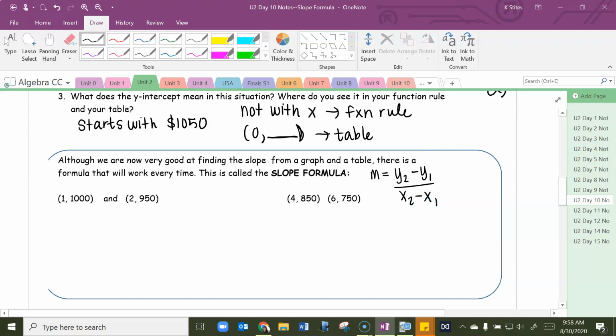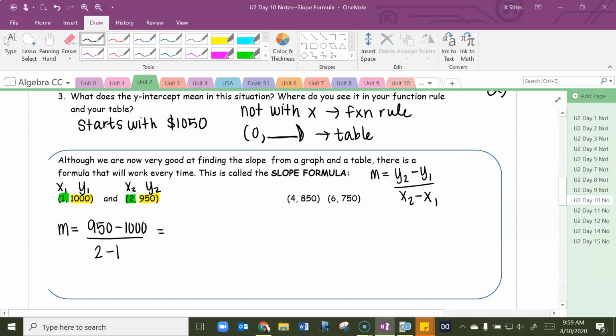Here's how it works. 1 would be our first x, so we call that x1. 1,000 would be our first y, so that's y1. Remember, points are in the form x comma y. So this guy would be x2 and y2. And then you're just going to go ahead and follow this formula. So you're going to put m equals y2 minus y1. That will be 950 minus 1,000 over x2 minus x1, 2 minus 1.